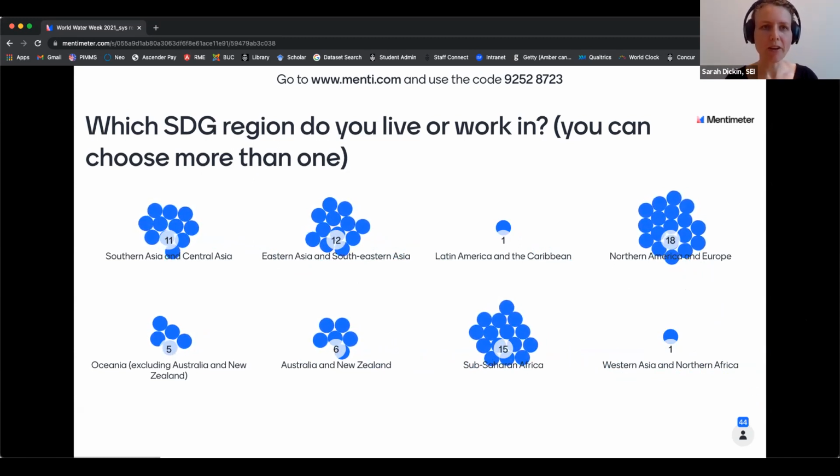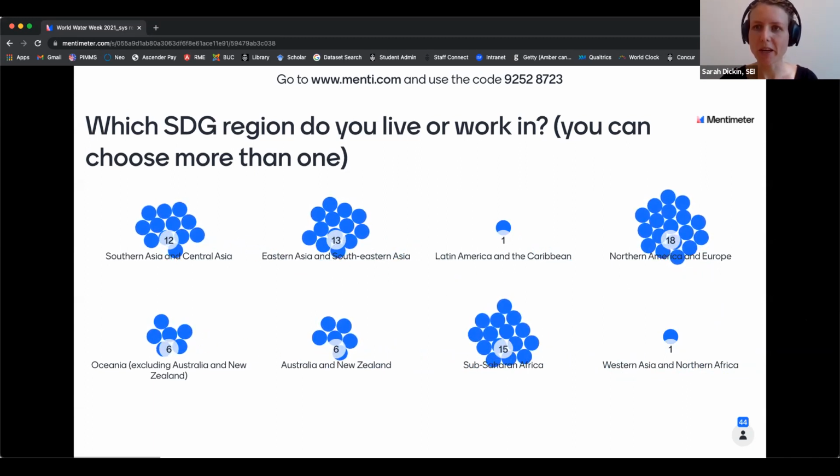Great, so it looks like we have most regions represented and you can all get onto the Mentimeter, so great.